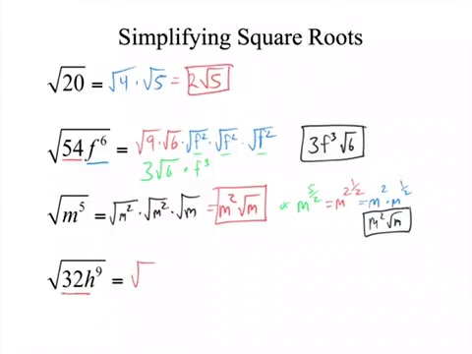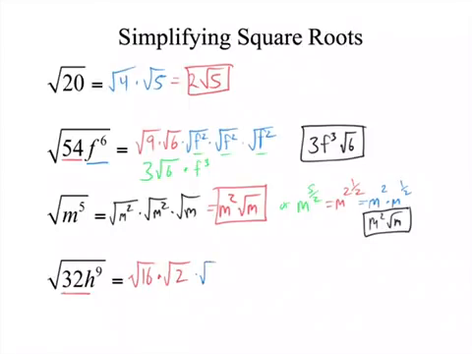32 is the square root of what perfect square? Now some of you would say 4. And 4 goes into it. But isn't 16 the biggest square root that goes into it? Yeah. You have to be careful pulling out the biggest square root possible. And then we have the second part, which is h to the 9th.